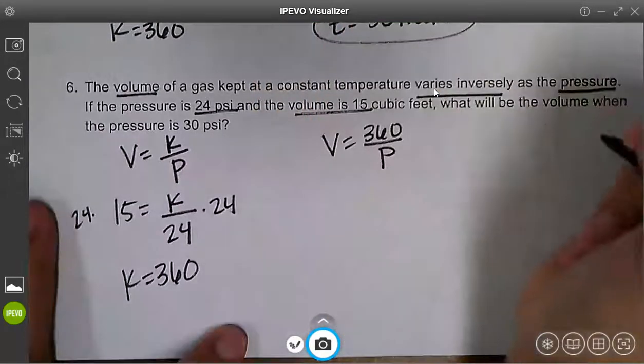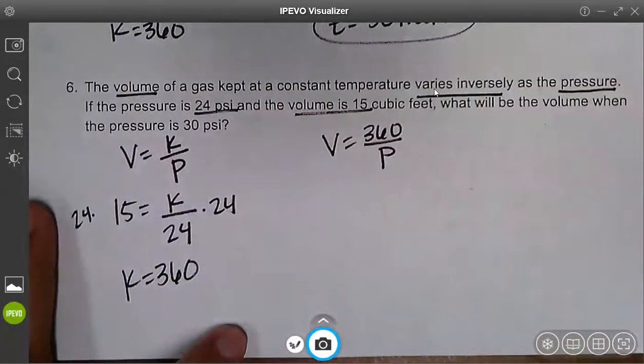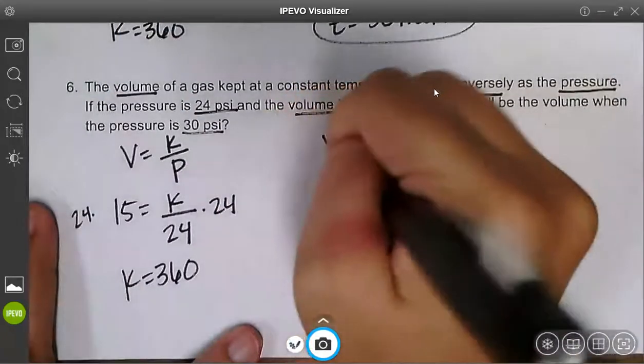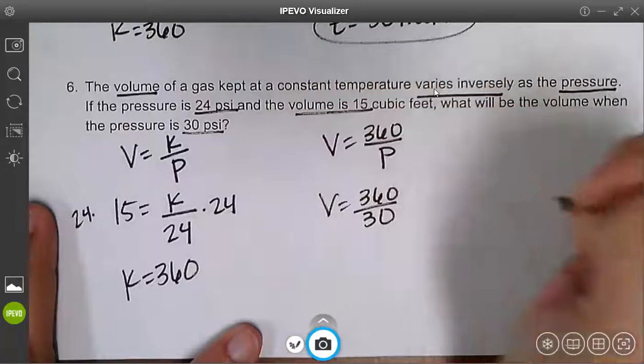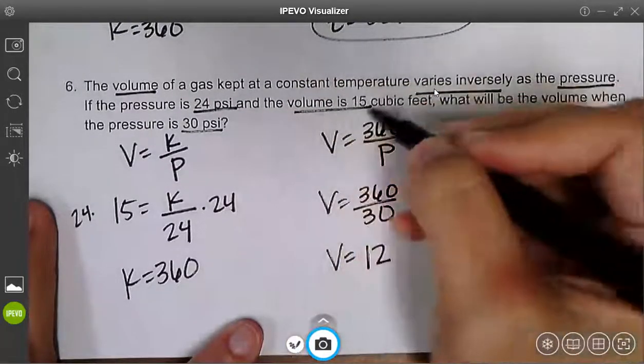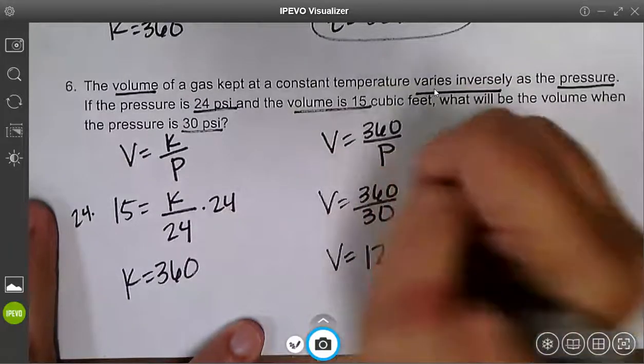It's not always going to be the same like this. Don't bank on that. What will be the volume when the pressure is 30? So V equals 360 divided by 30. And that happens when the volume is 12, and we were talking in cubic feet. So feet cubed.